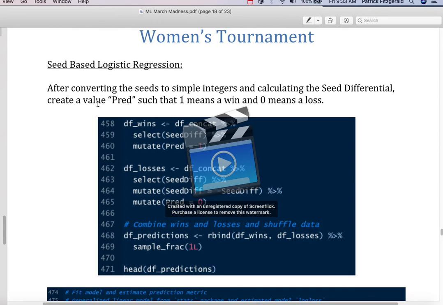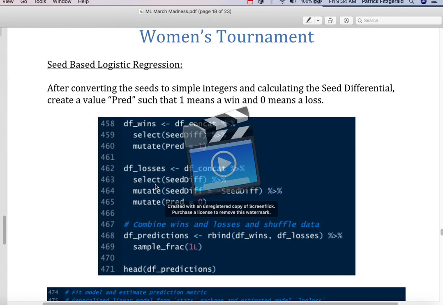Seed-based logistic regression, again, this is just the baseline model, and there's obviously a bunch of code here. I did a ton of advanced statistics, EDA, to try to parse all that data out in R, and I'll link to the code so that you can take a look at all of it if you want and try to run it for yourself. But this works just the same way as it did before. I just did this in R versus in Jupyter Notebook, but basically convert the seeds to simple integers and calculate seed differential, create a prediction such that 1 means a win and 0 means a loss.